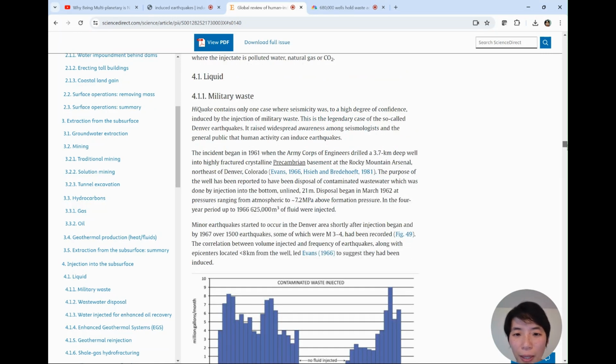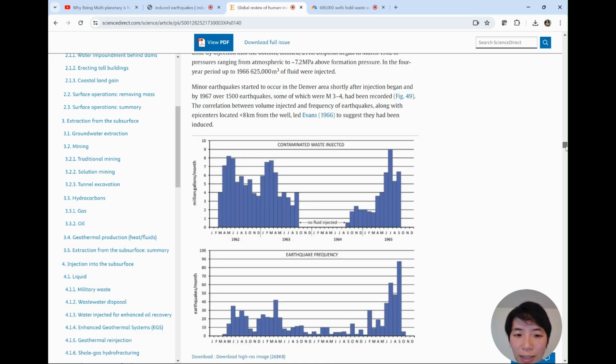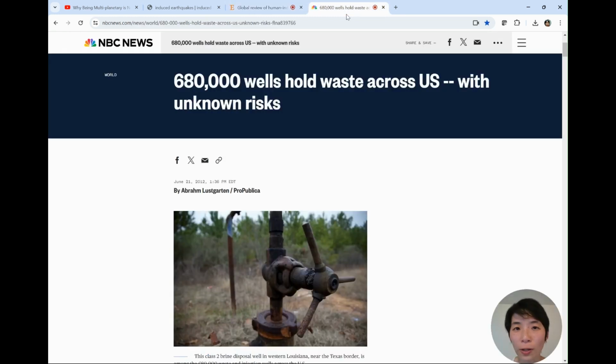For example, this one. There was a well dug at the Rocky Mountain Arsenal northeast of Denver, Colorado. And the purpose of the well was to dispose of contaminated wastewater. And that was done by injecting it into the bottom of the well. And you can see that as the well was being constructed and wastewater being dumped into this well, more earthquakes were happening in this area. And when there was no fluid injected, there is a significant decrease in the amount of earthquakes happening. And as soon as this injection activity resumed, the amount of seismic activity significantly increased. And this is only one of 680,000 wastewater wells across the US.